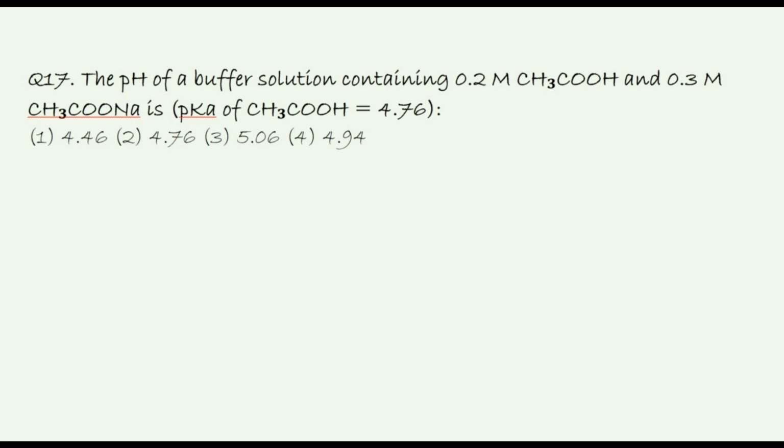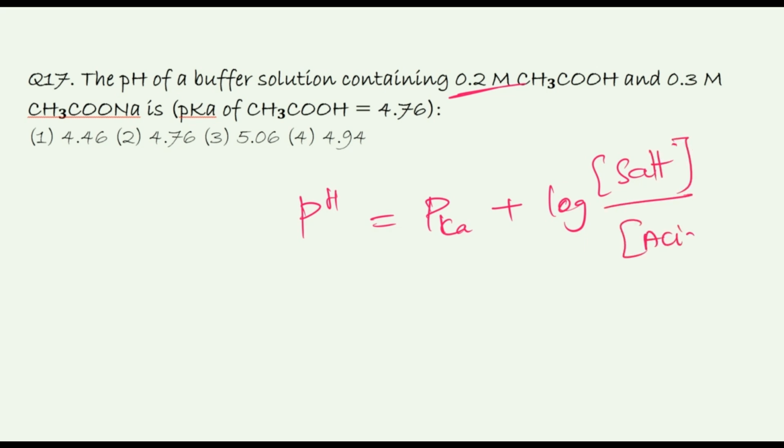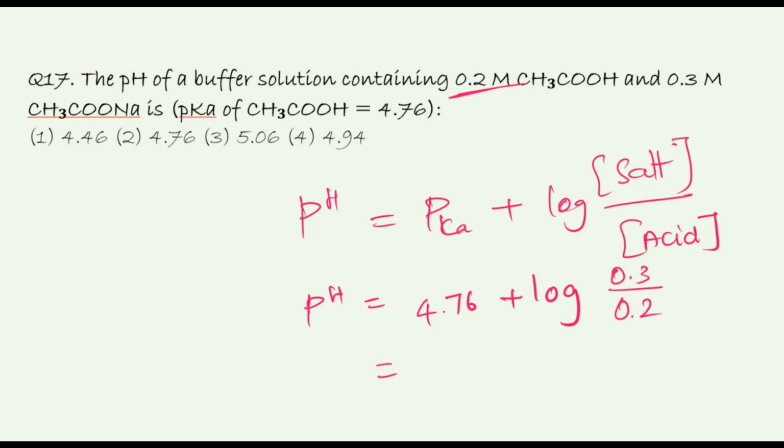Let's say this question is asking to find the pH of the buffer solution containing 0.2 molar acid and 0.3 molar of the salt. pKa is given. So quickly substitute it into the formula. The formula is pH equals pKa plus log of salt concentration by acid concentration. So pH equals pKa, that is 4.76, plus log of salt concentration, that is 0.3, by acid, that is 0.2, so 3 by 2.